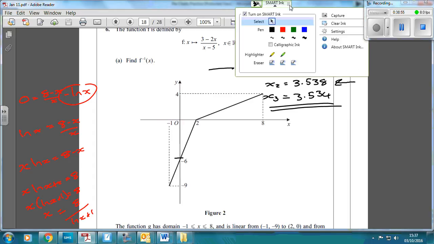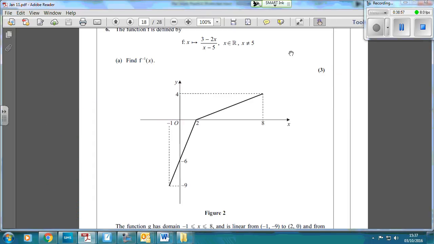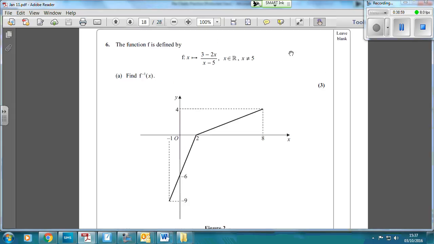So these are the function ones. Now these ones, no one ever likes. I don't think they're too bad. Okay, so the function is defined by this here. Find f to the minus 1 of x. Now, f to the minus 1, if you've done your revision for C3, you know that f to the minus 1 is the inverse function. So the first thing we do is we write it out as y equals 3 minus 2x over x minus 5. You've got to rearrange to get x equals.